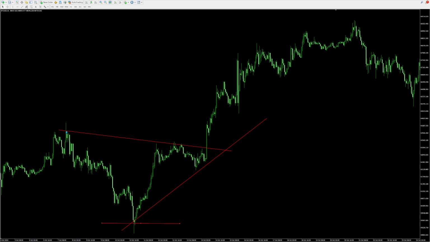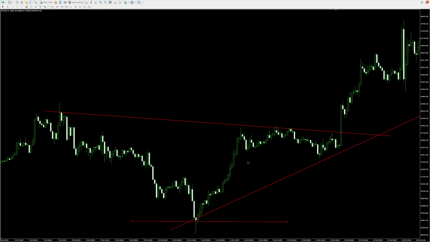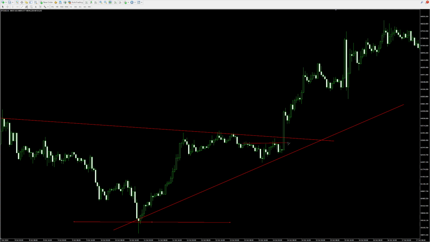Okay, you can see this resistance 1, 2, 3, 4, 5, 6, 7 has been hit multiple times, so we know it's a strong level, even around here as well. Okay, you've got the lower highs here. You've got your bullish candlestick patterns as well. Lots of bullish price action going on.